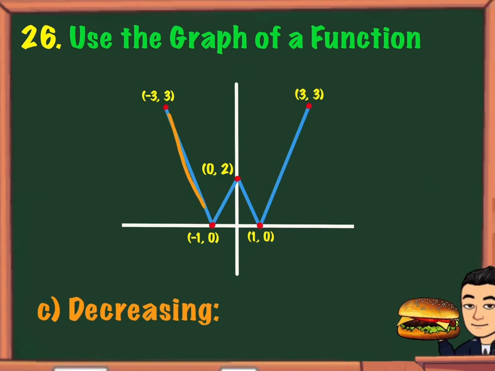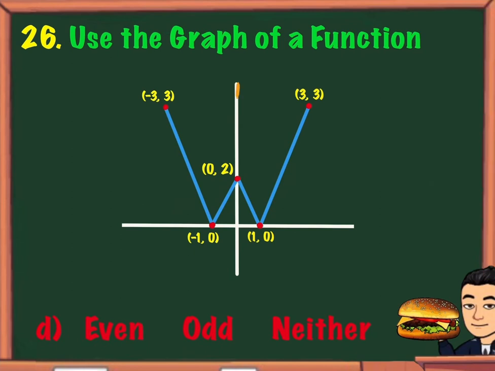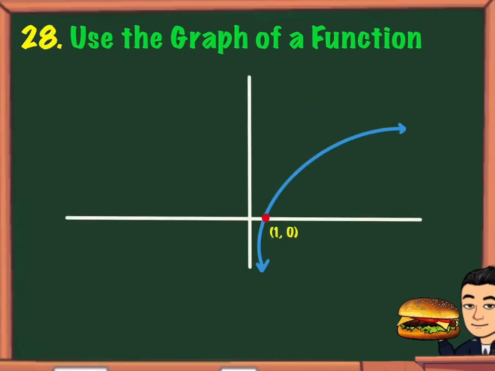This part is decreasing. So you can say -3, comma, -1 with brackets. And another one right here, this is 0, comma, +1. So this graph is symmetric about the y-axis, so this is going to be an even function. So now let's take a look at number 28. We only got 1 point of x-intercept, so you're going to label as 1, 0.